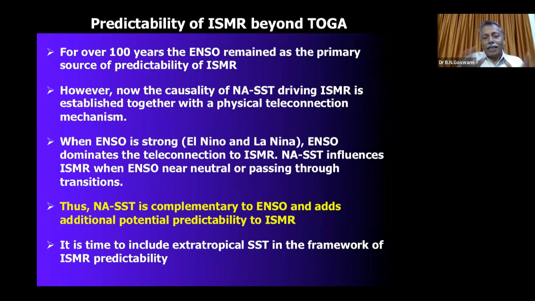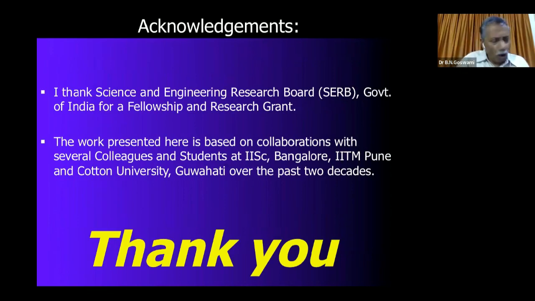The other thing that comes out from this is that because they are independent, North Atlantic SST also contributes to the predictability of the monsoon. It is also consistent with the fact that North Atlantic SST affects the monsoon only when El Nino is weak, and that is when it adds predictability. So both ways it is consistent. Therefore, North Atlantic SST is an important contributor to the predictability of the monsoon. So with that, I will stop.